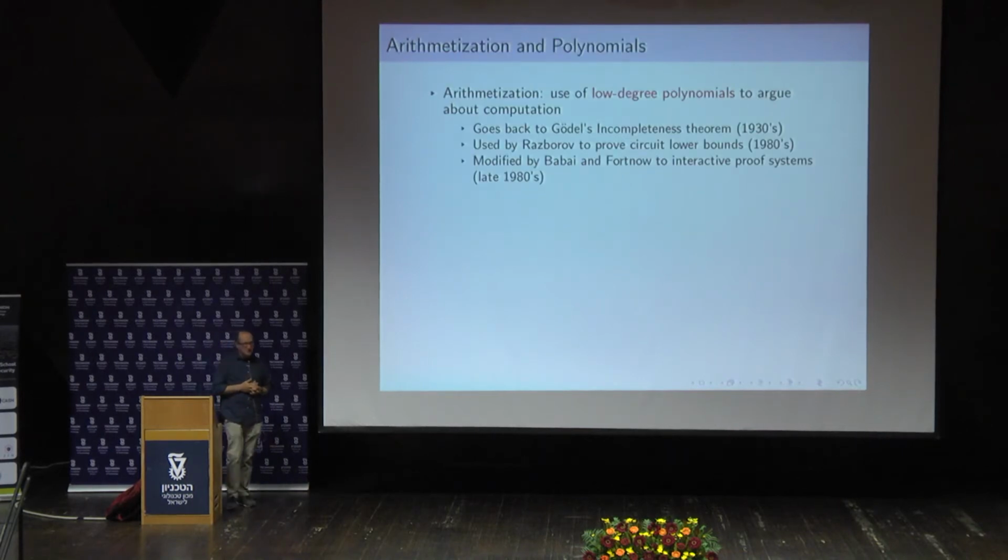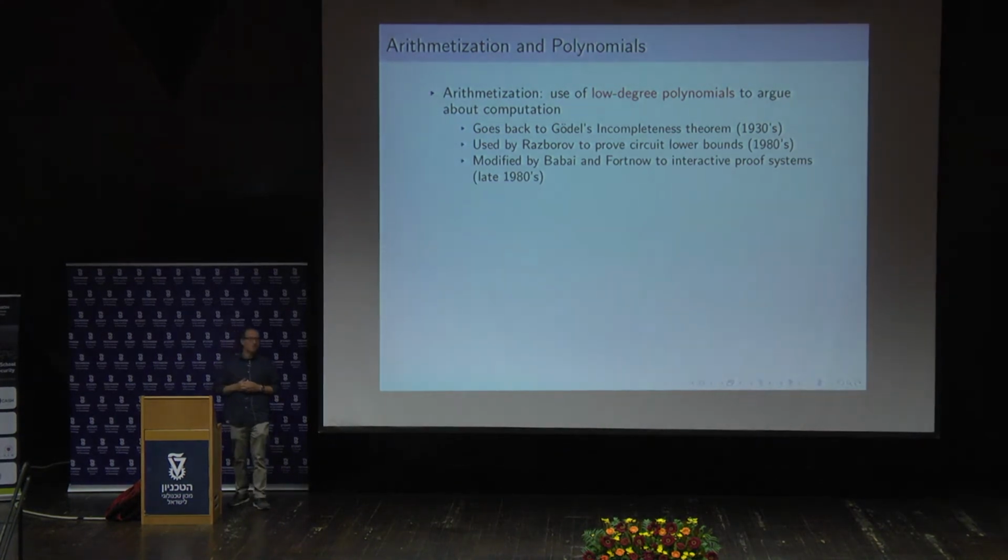So arithmetization, it's a long word, it means the use of low-degree polynomials to argue about computation. And this is a very beautiful and old and immensely powerful mathematical technique that goes back even to the famous incompleteness results of Gödel from the 1930s. It's very influential, started in computational complexity with the work of Alexander Razborov in the 1980s, and brought into the context of proof systems in the later 1980s. I think it starts with Babai and Fortnow.